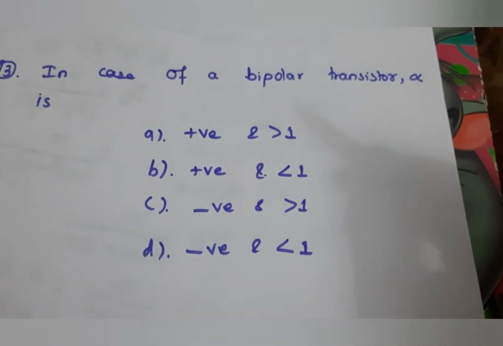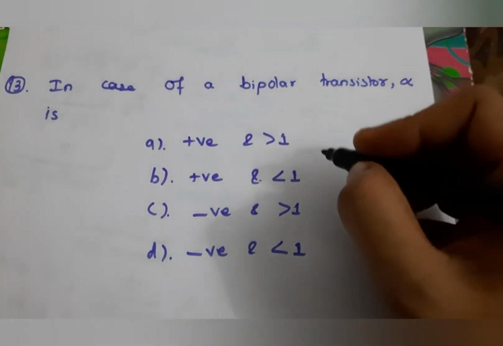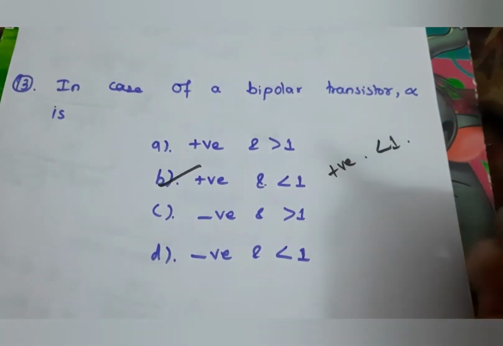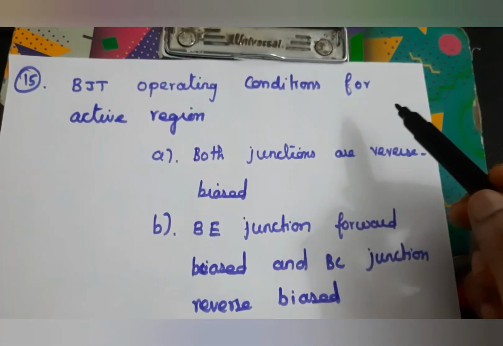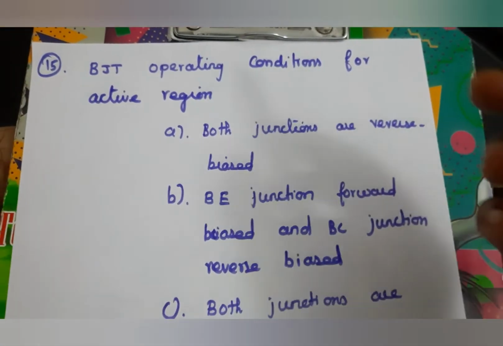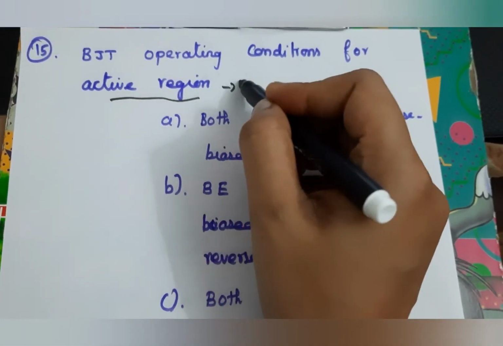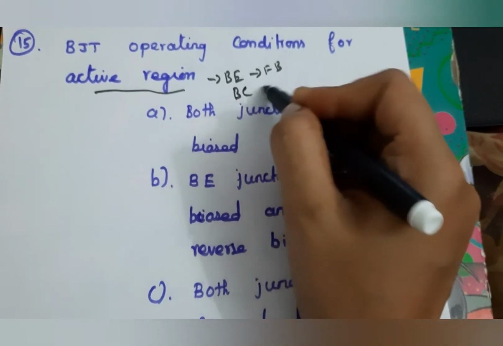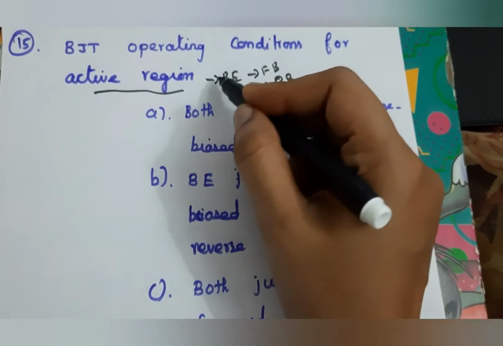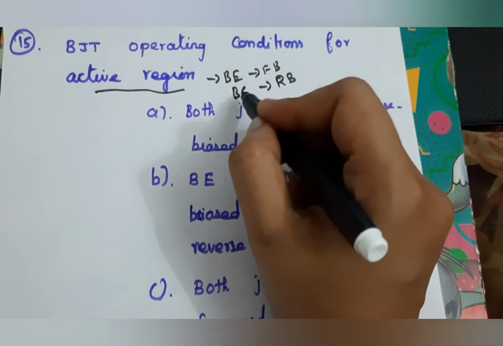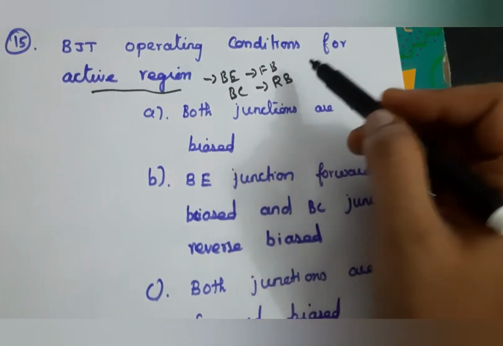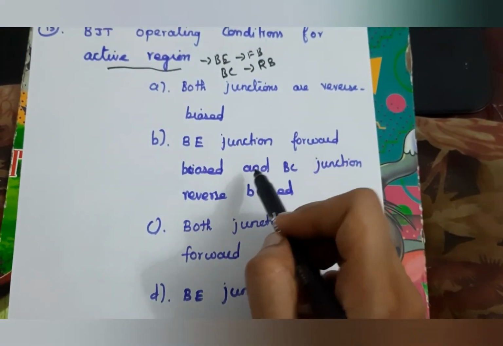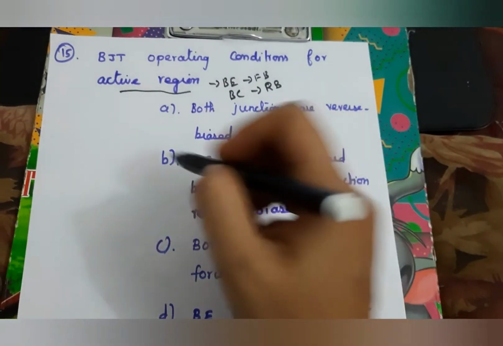And next question: in case of a bipolar transistor, alpha is always positive and less than 1. Here the answer is B, positive and less than 1. 15th question: BJT operating condition for active region. For active region, the base-emitter junction must be forward biased and the base-collector junction must be reverse biased. That is, EB must be forward biased and CB must be reverse biased. So here the answer is B, BE junction is forward biased and BC junction is reverse biased.